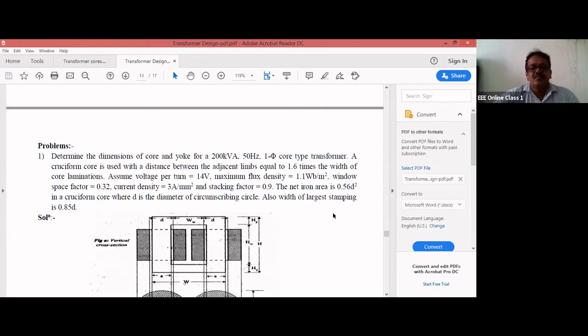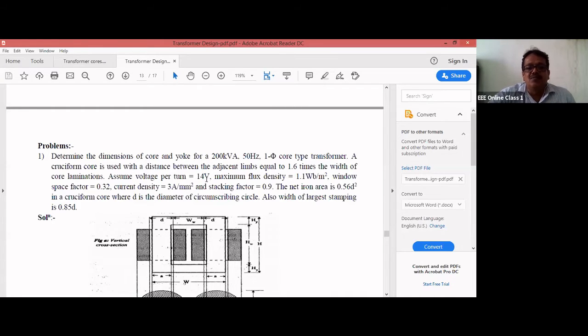Come to the problem. Determine the dimension of the core and yoke for a 200 kVA, 50 Hz, single phase core type transformer. A cruciform core, also equal to a 2-stepped core, is used with the distance between the adjacent limbs equal to 1.6 times the width of the core lamination. That is a condition.